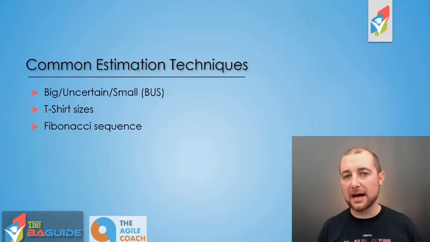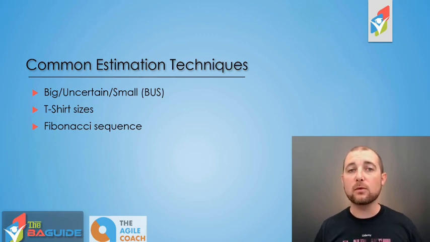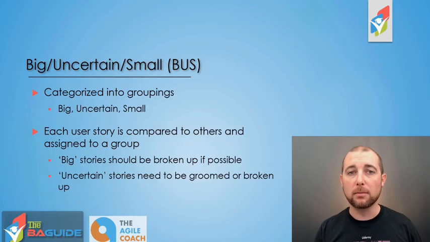Some of the most common Agile estimation techniques. And the three that we're going to cover is the big, uncertain, small, also known as the BUS. We have t-shirt sizes, and we have the Fibonacci sequence. We're going to start with the most simple one, the BUS.